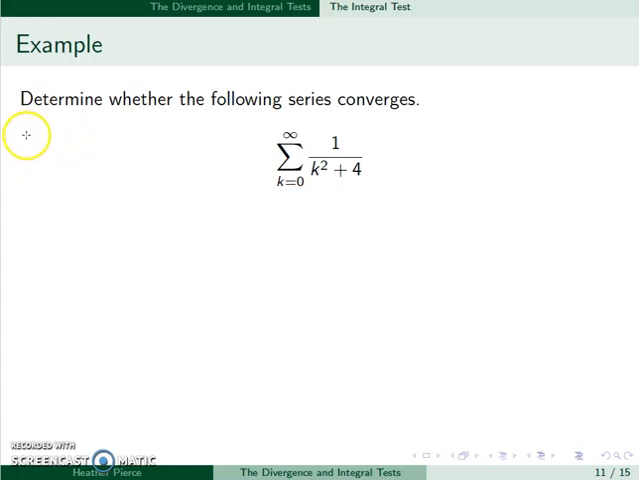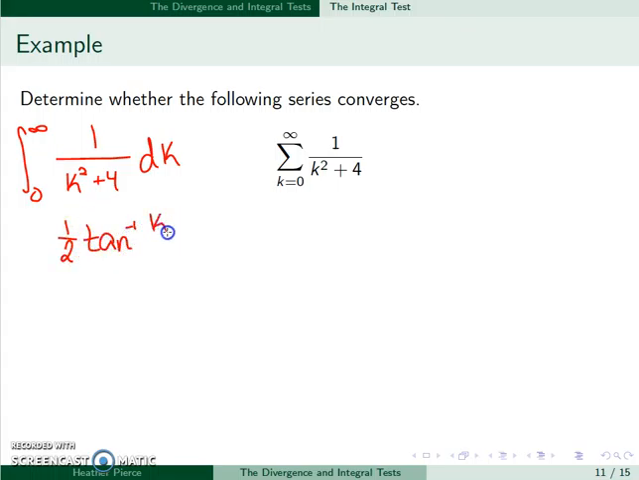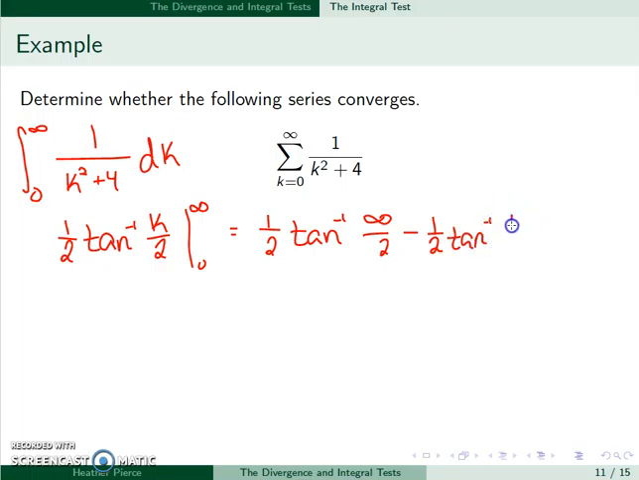Do one more. This time, since my series starts at 0, my integral will start at 0. 1 over k squared plus 4 dk. And this integral is actually, we have a form for it, 1/2 tangent inverse of k over 2. We're going to go between 0 and infinity. So this is 1/2 inverse tangent of a really big number divided by 2 minus 1/2 inverse tangent of 0 over 2.